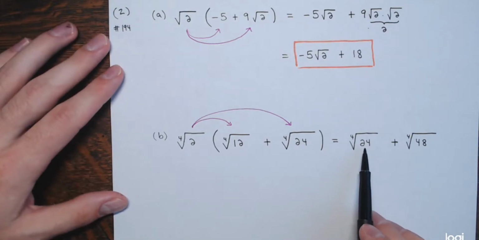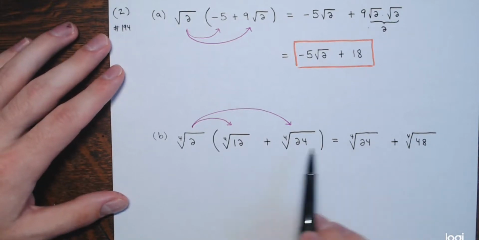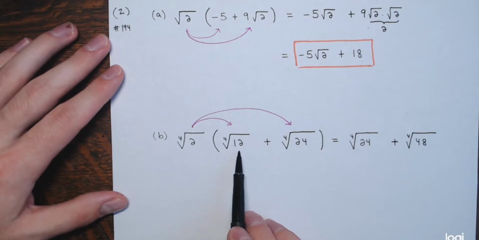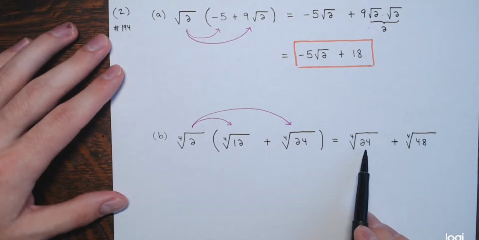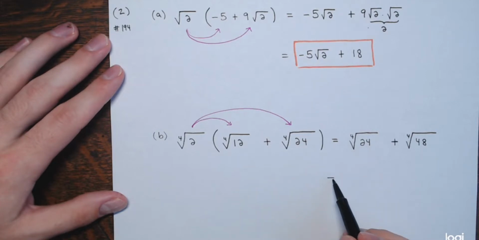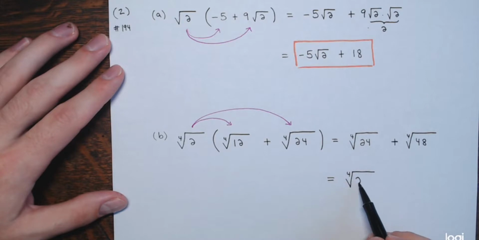Now 24, that's 2 times 12, this is 2 times 6, 2 times 3, it's 2 cubed times 3, 8 times 3. There is no fourth power that goes into 24 evenly. So that is as simple as it gets, that first term, the fourth root of 24.